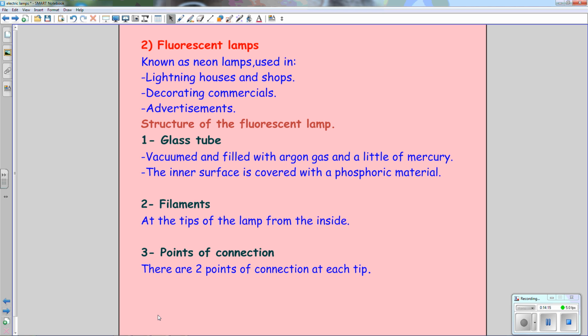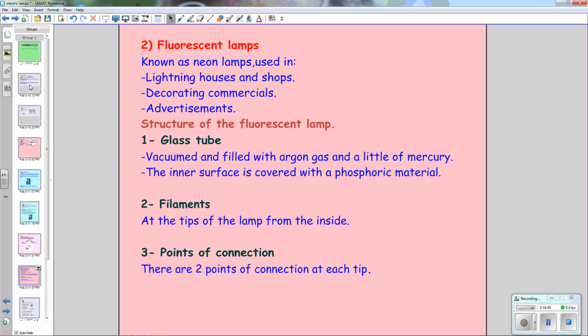Now, what about the fluorescent lamps? The fluorescent lamps are known as neon lamps. I'm sure you have already seen fluorescent lamps in lighting houses and shops, decorating commercials and advertisements. What is the structure of the fluorescent lamp? Let's see the fluorescent lamp.